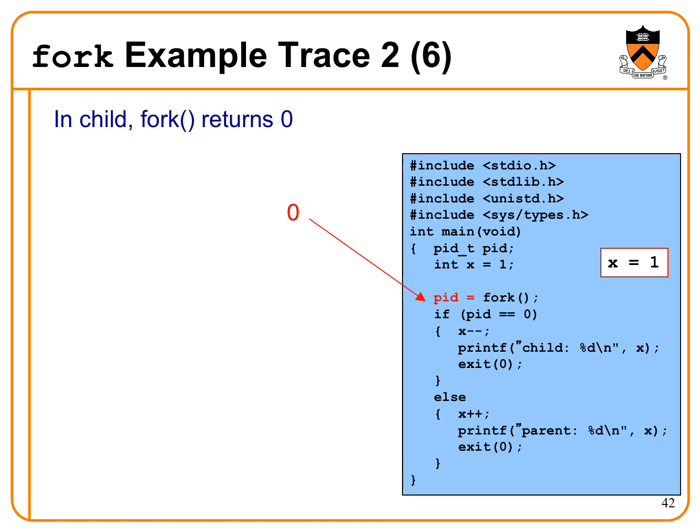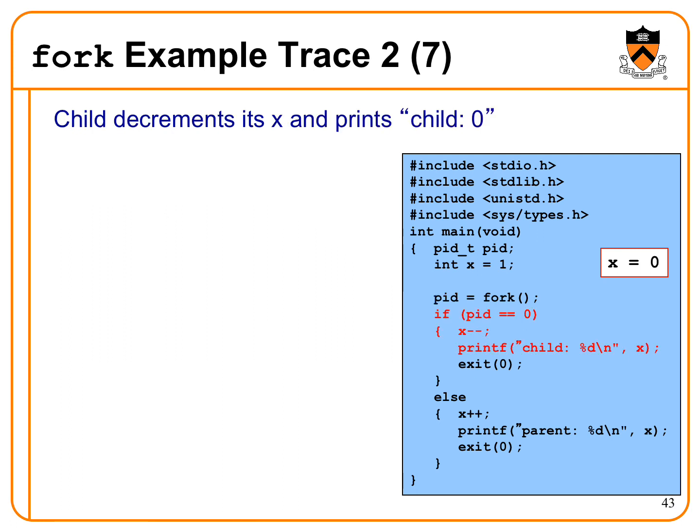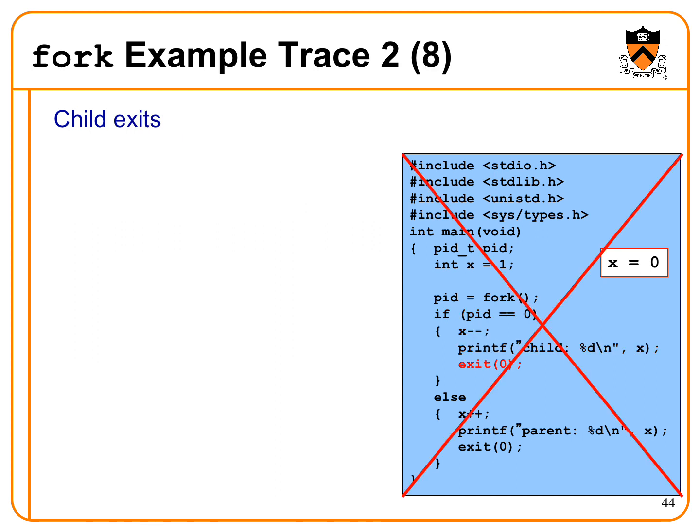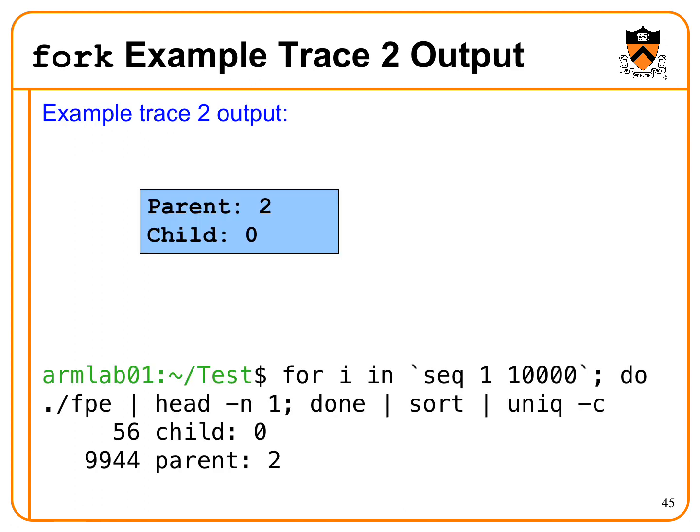And so in the child, fork will return 0. This will trigger the consequent where the child will decrement X to 0 and print it. And then the child can exit. So in this case, the output was parent 2, child 0.